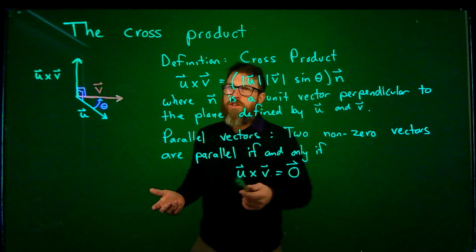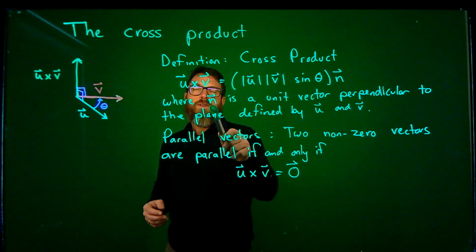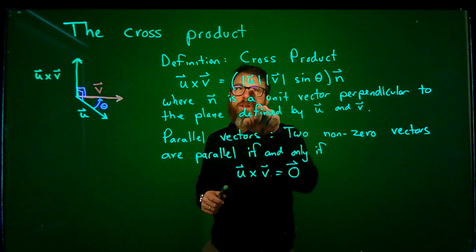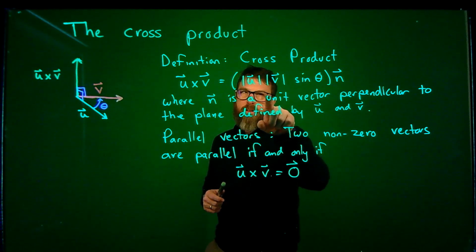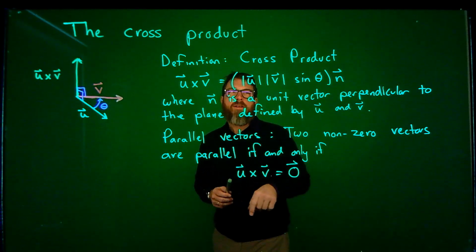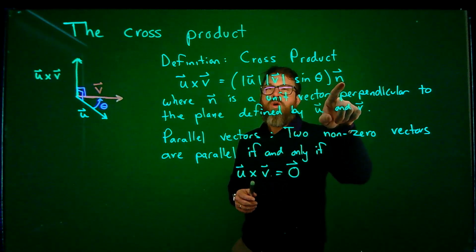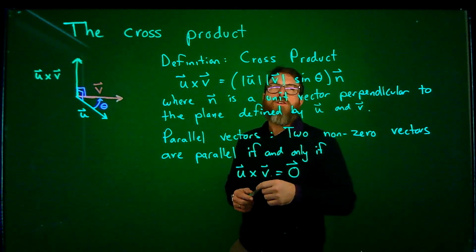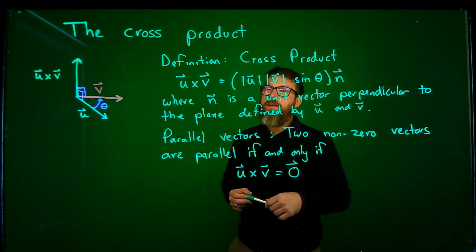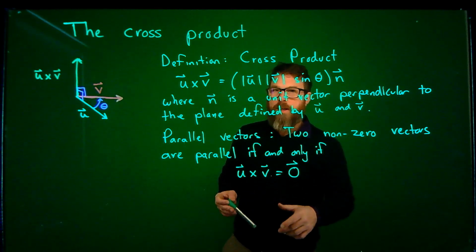So here's the definition of the cross product. It says u cross v is equal to the magnitude of u times the magnitude of v and the sine of theta times our normal vector, where n is that unit normal vector perpendicular to the plane defined by u and v. Now let's look at this graphically.